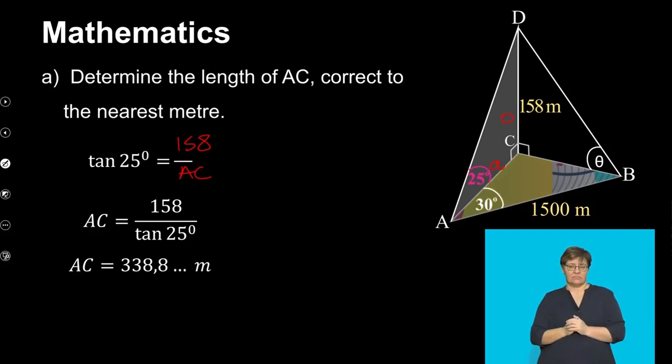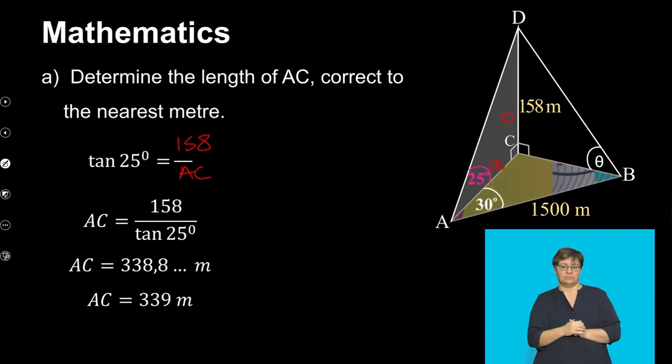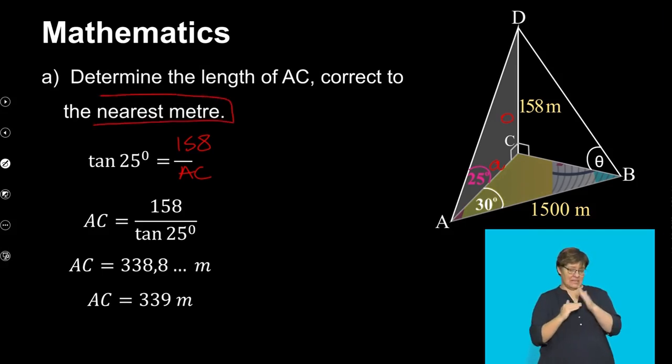Okay, and because we now have a value for AC, let's look at the next question. Okay, AC is roughly 338.8, but they did ask us to do it to the nearest meter. So 338.8 becomes 339 meters. So roughly AC is 339 meters.